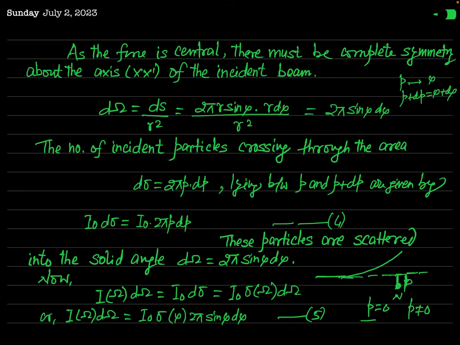Actually here this plus sign will actually be a minus sign, because with increase in P you will see phi will decrease. So I have written here plus, but actually the value of d phi will then be minus, because with increase in P this phi will decrease. Okay.